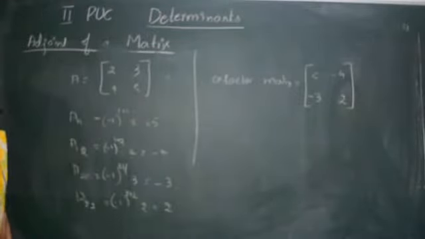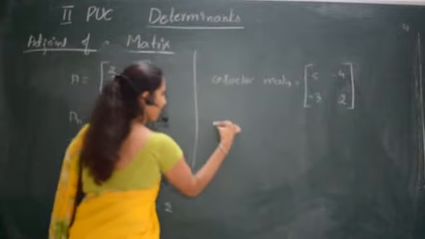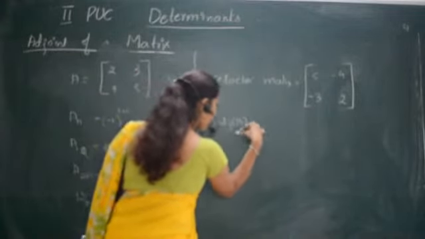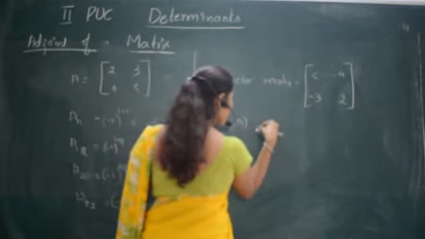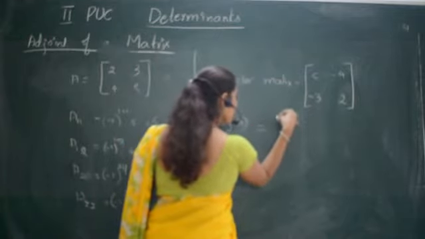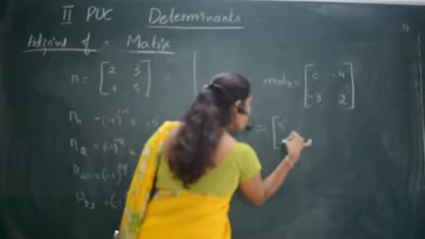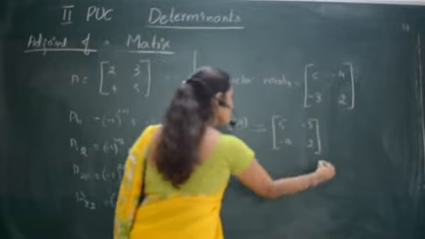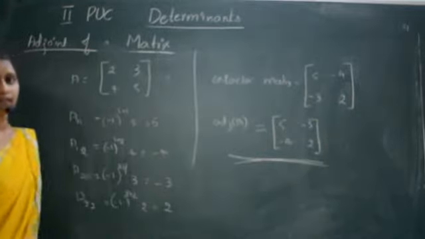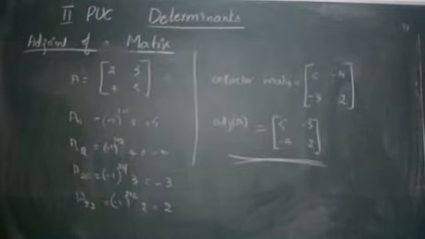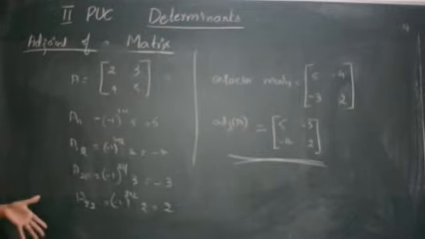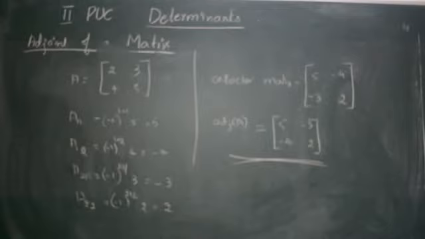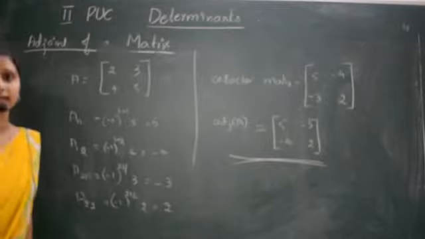Then after the cofactor matrix, adjoint of A is equal to the transpose of that cofactor matrix. So this will be equal to the transpose of 5, minus 4, minus 3 and 2. So this is the adjoint of the given 2 by 2 matrix. Likewise, we can calculate the adjoint of 2 by 2 matrix as well as 3 by 3, 4 by 4, but we are restricting only to 2 by 2 and 3 by 3 matrices.